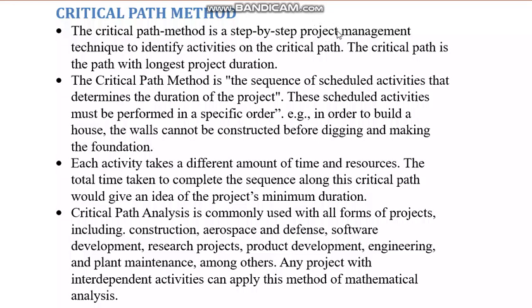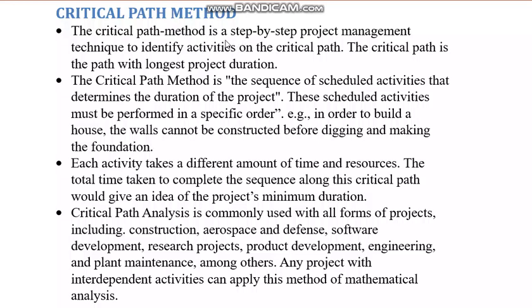any project. It is not only for mechanical engineering or for production in the industries, but it can be used for any project. It could be electrical projects, civil engineering projects, or any other project also. Okay, this critical path method, CPM method, can be used.